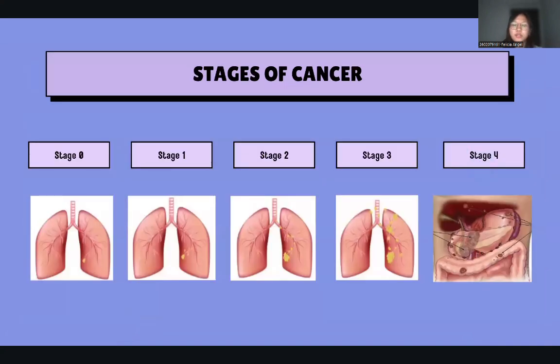Cancer is categorized into stages, starting with stage 0, where cancer cells have emerged in a certain organ, and ending with stage 4, where the cancer cells already spread to other organs.